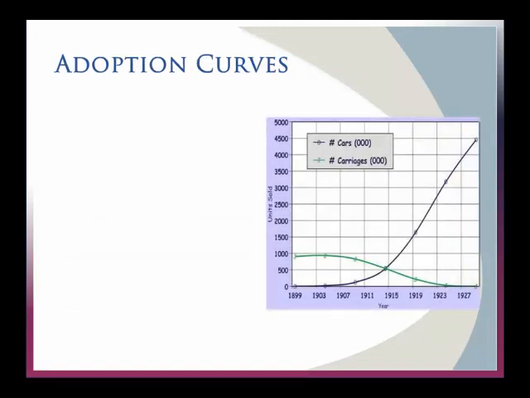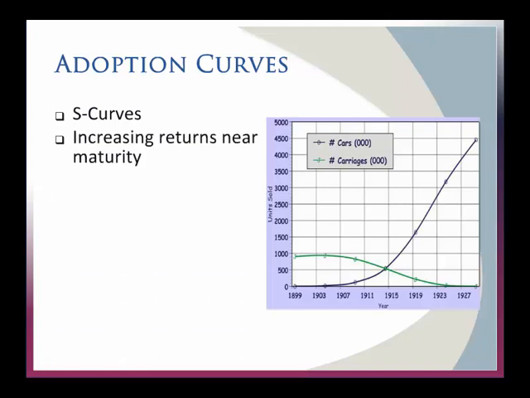Now, you've seen this curve before. This is the chart that talks about the displacement of the horse-drawn carriage with the automobile. I already talked about an S-curve. You'll notice that look at the adoption curve of the automobile. It looks like an S-curve, very much similar to what we just saw in the last chart. You get increasing returns near maturity and then decreasing returns up where it asymptotes.